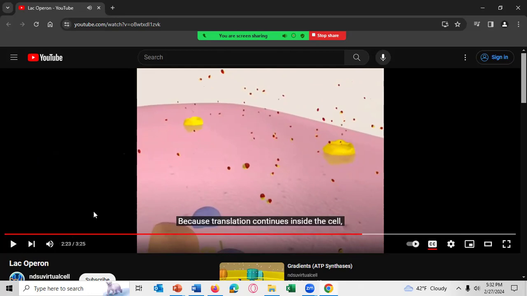Okay, permease is the transport protein that brings the sugar lactose into the cell.